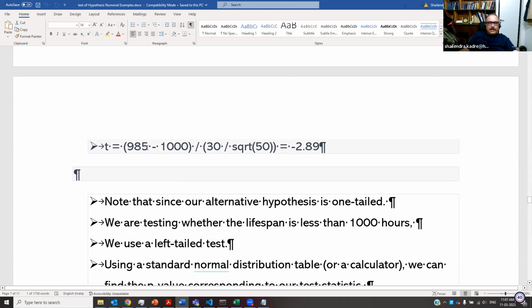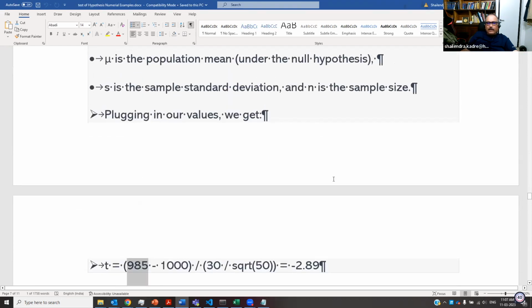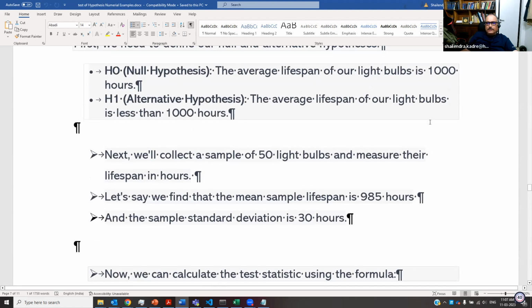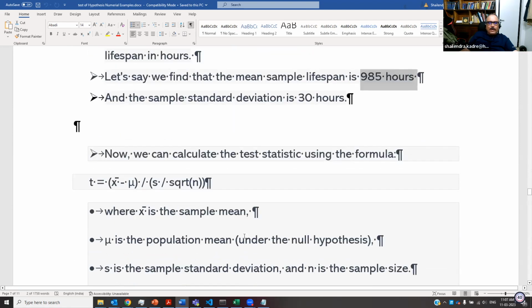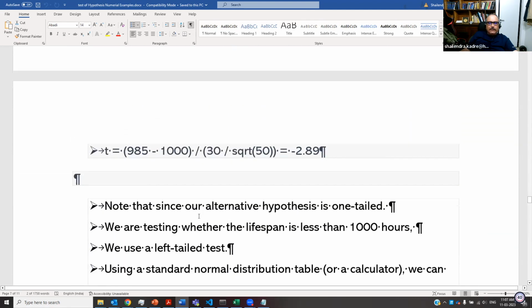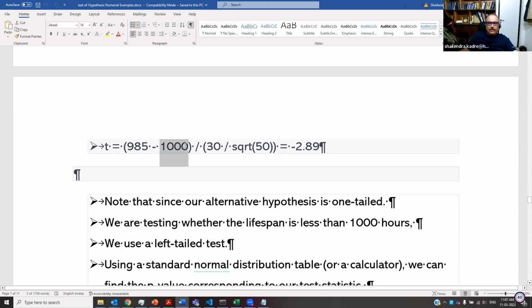So the sample mean is 985 hours. We saw here the sample of the population. The sample mean was 985 hours, and the population mean is 1000. So how have we taken 1000?